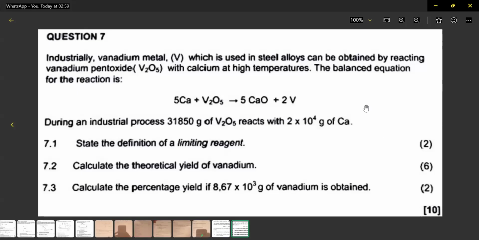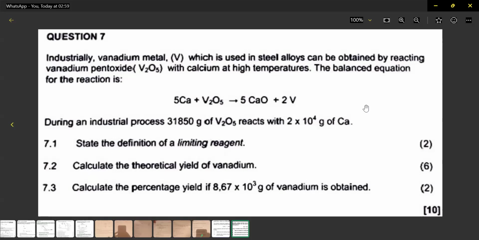So, if we look at this one, they say to us, industrially, vanadium metal V, which is used in steel alloys, can be obtained by reacting vanadium pentoxide with calcium at high temperatures. The balanced equation for the reaction is given. So we have 5 moles of calcium reacting with 1 mole of vanadium pentoxide in order to produce 5 moles of calcium oxide and 2 moles of vanadium metal.